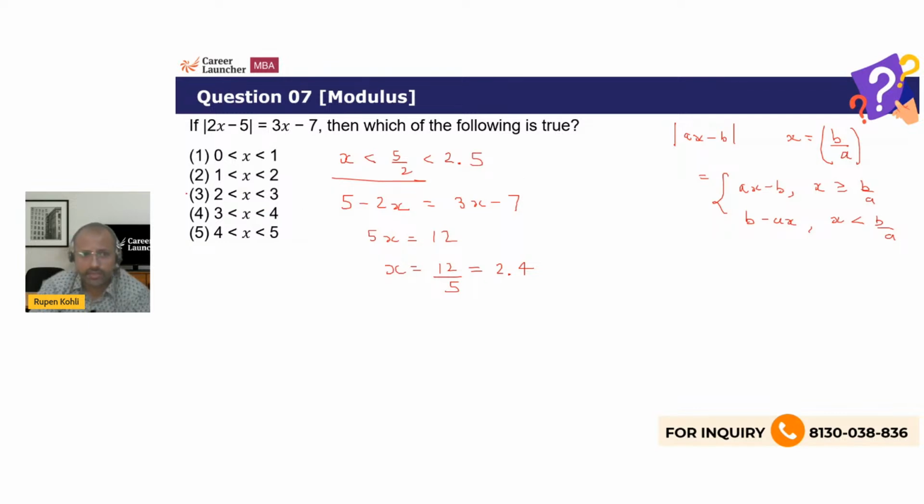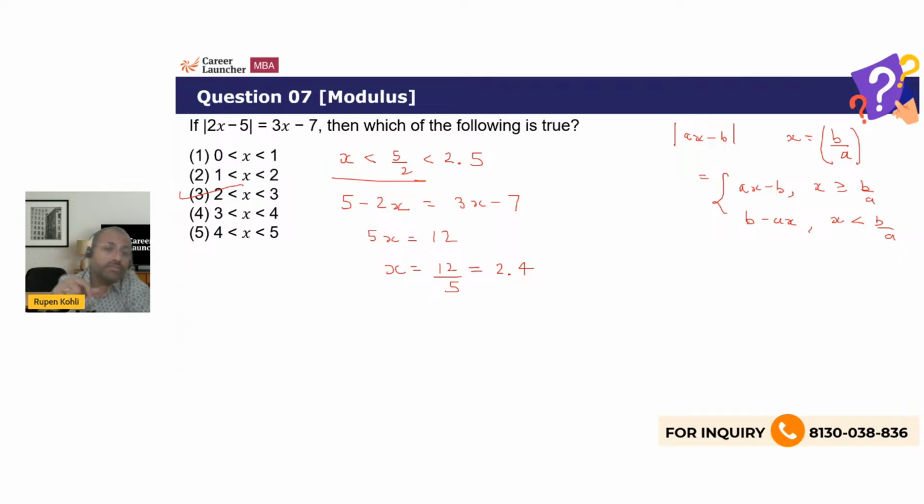So therefore x lies between 2 to 3, right? We do not need to check for x more than 5 by 2 because we have already got our answer. Perfect. So it's a basic one, how the modulus term opens up.